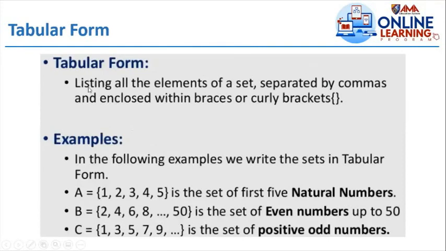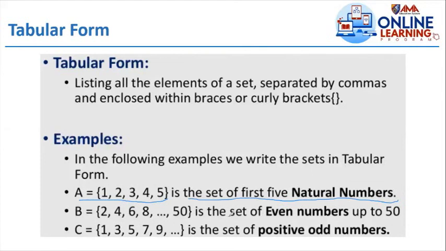Okay, so for the tabular form, this is what we saw earlier. All you need to do is to list all the elements of a set, separated by commas and enclosed within braces or curly brackets. So for example, for set A, the set of the first 5 natural numbers, this is already the descriptive form. And this is now the tabular form: A is equal to {1, 2, 3, 4, 5}. You just list the first 5 natural numbers.